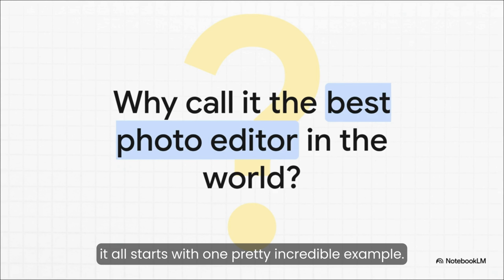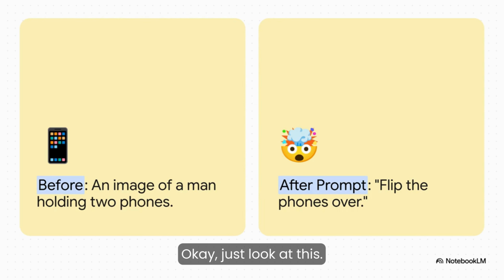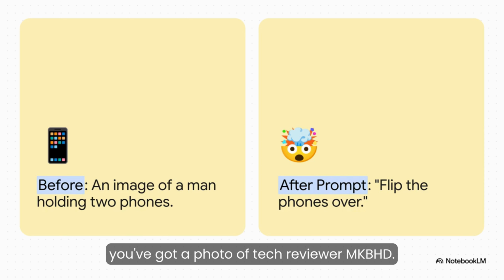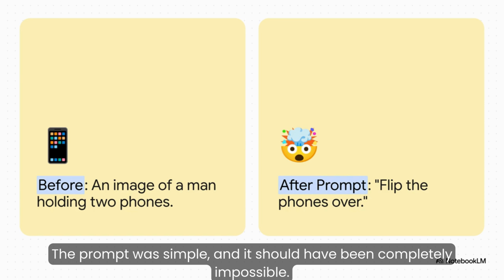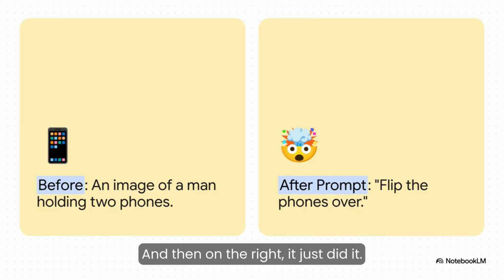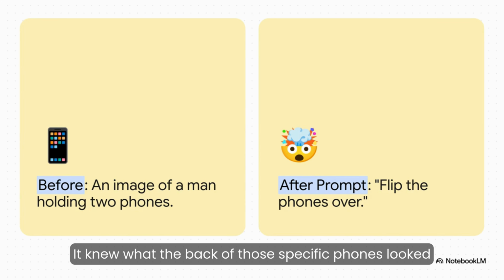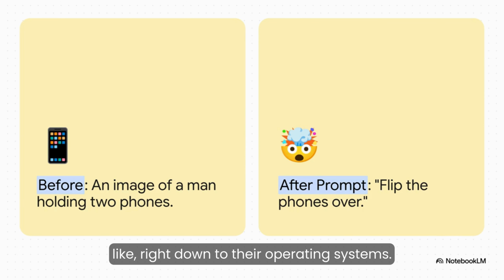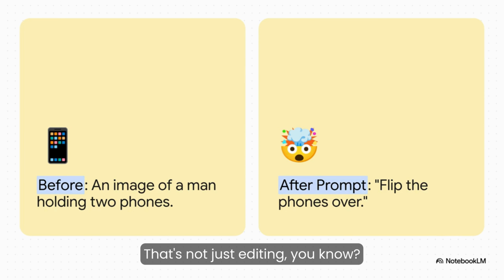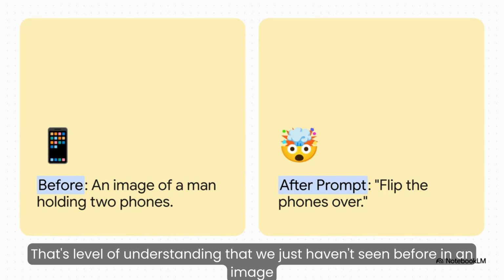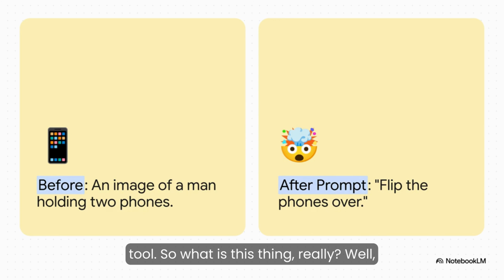And honestly, it all starts with one pretty incredible example. Okay, just look at this. On the left, you've got a photo of tech reviewer MKBHD. The prompt was simple, and it should have been completely impossible. Flip the phones over. And then on the right, it just did it. And it didn't just guess what the back of a phone looks like. No. It knew what the back of those specific phones looked like, right down to their operating systems. That's not just editing, you know? That's a level of understanding that we just haven't seen before in an image tool.